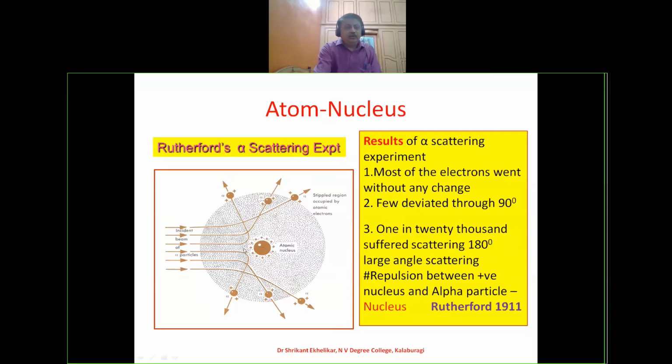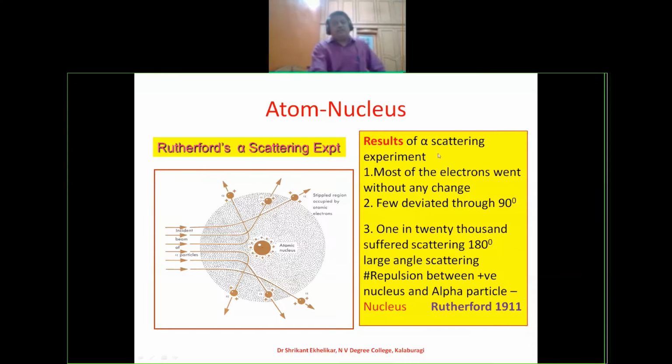So I'll repeat. There is an atomic diagram in front of you. Nucleus is at the center with positive charges on the nucleus. Then beams of alpha particles are incident on this. Many of the alpha particles went straight, few scattered by 90 degrees, and 1 in 20,000, that is, if you incident 20,000 alpha particles, only one retraced the same path of incidence, that is 180 degree scattering, which is also known as large angle scattering. So let us see why all this happened.